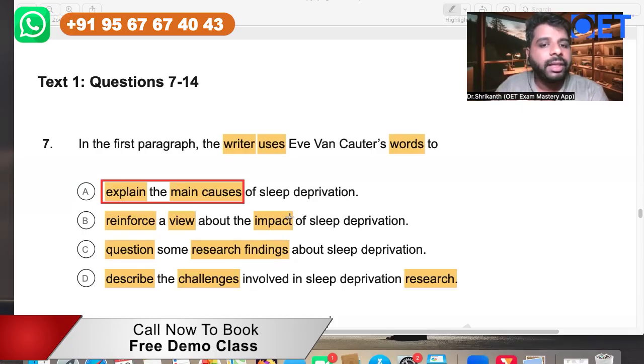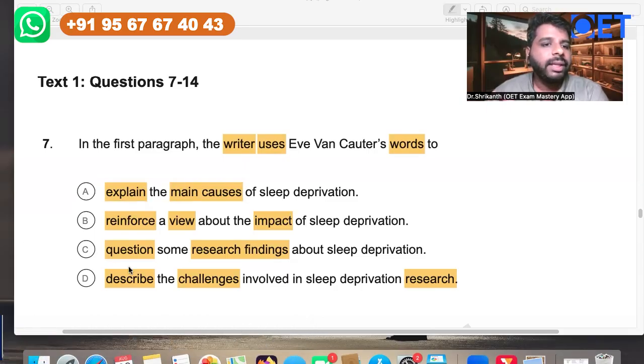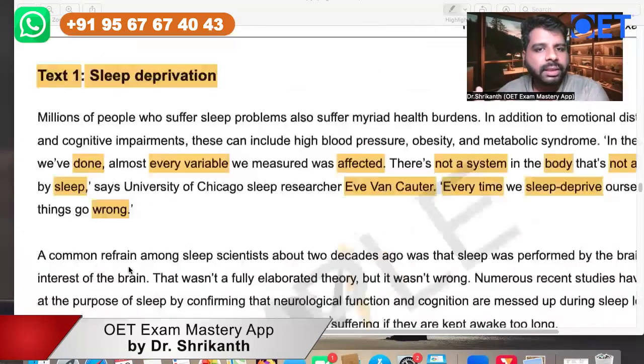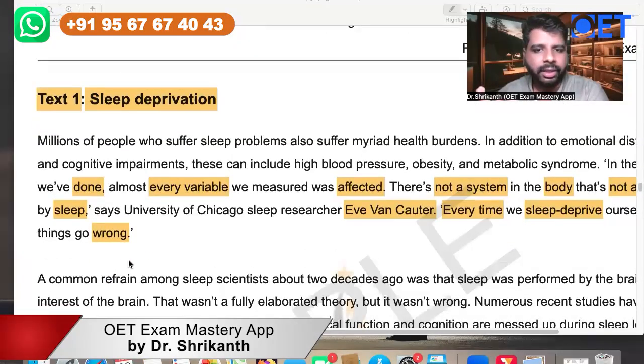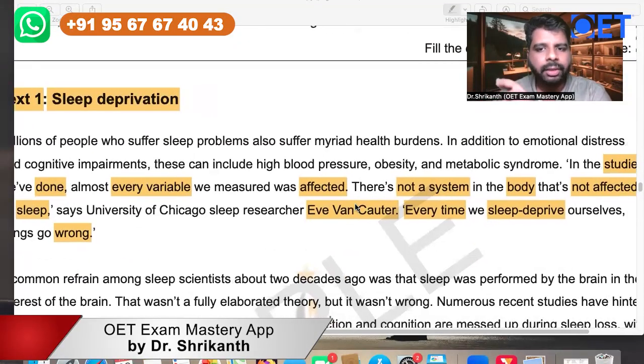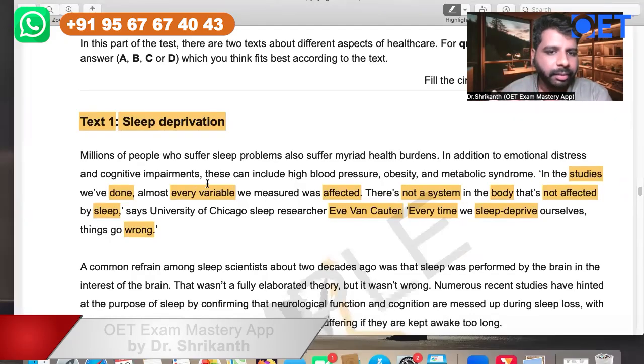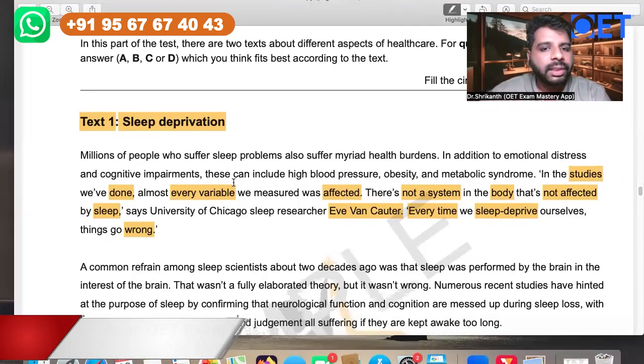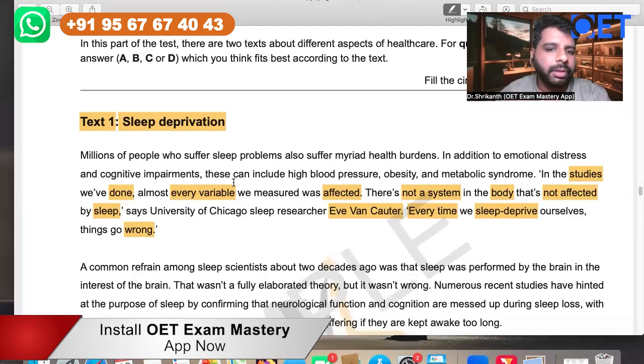Right. What did we read? We read consequences caused by sleep deprivation. Are you getting my point? Okay, what did we read? We read the consequences caused by sleep deprivation. Okay, so for example, high blood pressure, obesity, metabolic syndrome, emotional distress, cognitive impairments, right? These are the consequences caused by sleep deprivation.